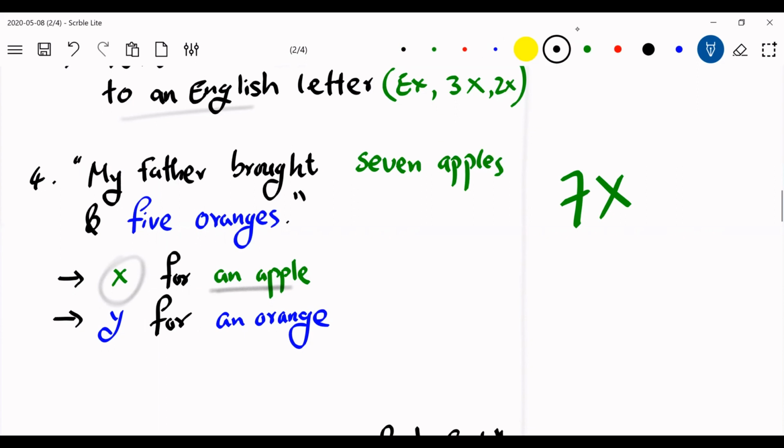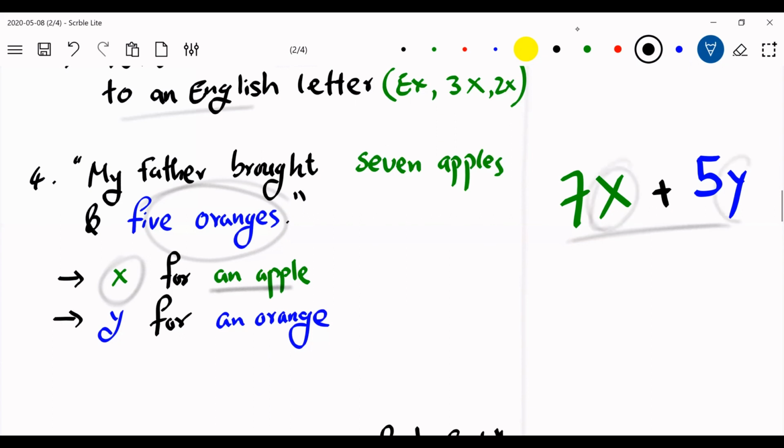7 apples, which is simply 7x, and to say and, a plus sign, 5 oranges. 5 oranges means 5 times y, because y is 1 orange, 5 oranges are 5y. So this is our fourth algebraic expression.